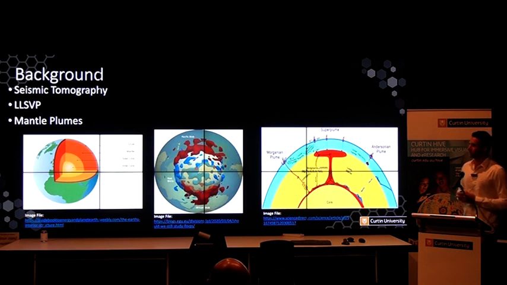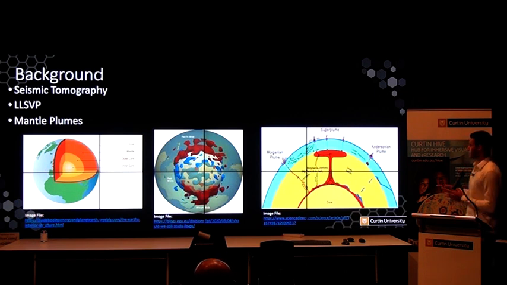Now, large low shear velocity provinces, or LLSVPs, were discovered through seismic tomography. They are essentially two colossal blobs sitting in the Earth's mantle. You can see in the second figure the two red images sitting across the Earth's inner mantle. The reason they're important is that they are thought to affect multiple properties of the Earth, such as magnetism and especially volcano interaction.